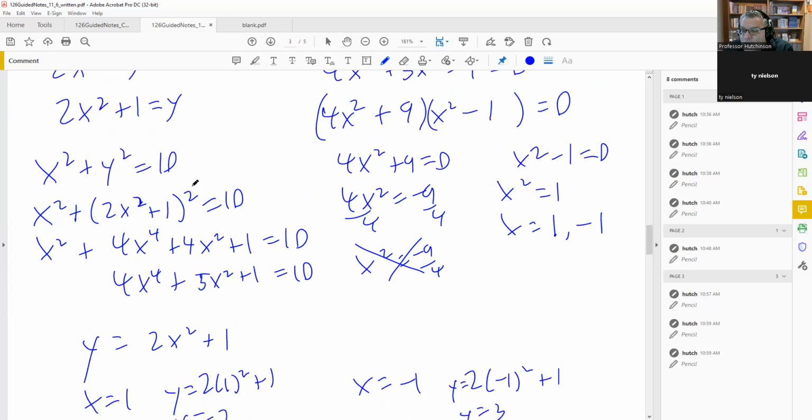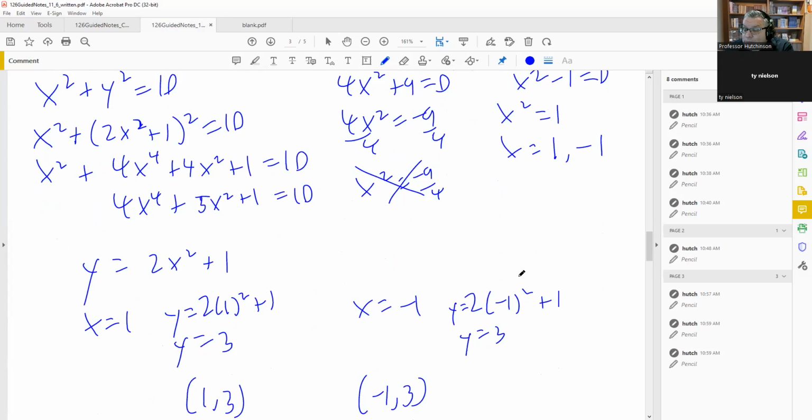The main thing is you've got to be careful when you're multiplying with the square in here, because you have the fourth power, and also be careful with your middle term as well.